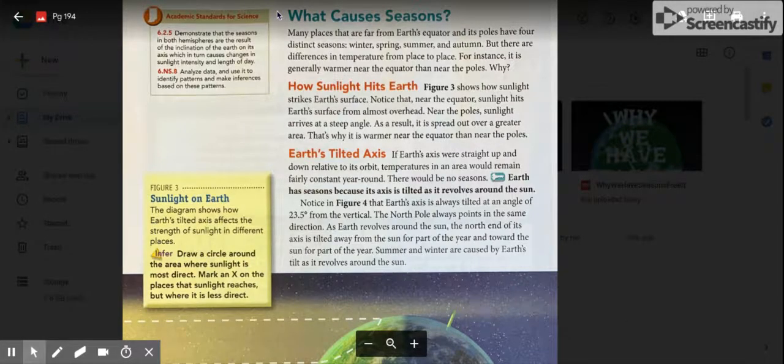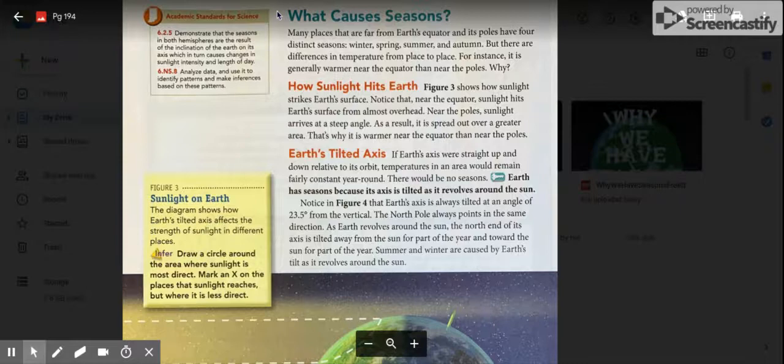Page 194. What causes seasons? Many places that are far from Earth's equator and its poles have 4 distinct seasons: winter, spring, summer, and autumn. But there are differences in temperature from place to place. For instance, it is generally warmer near the equator than near the poles. Why?